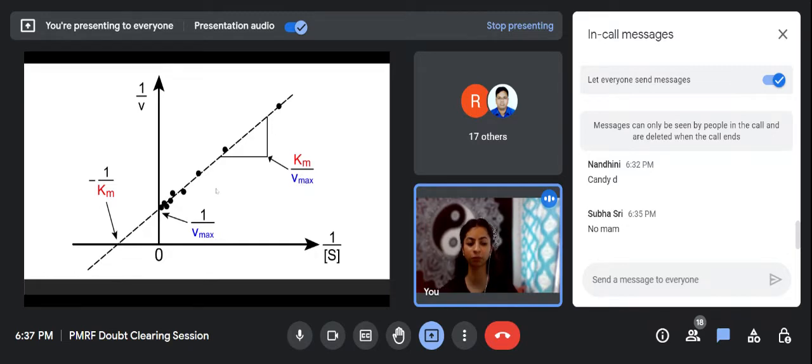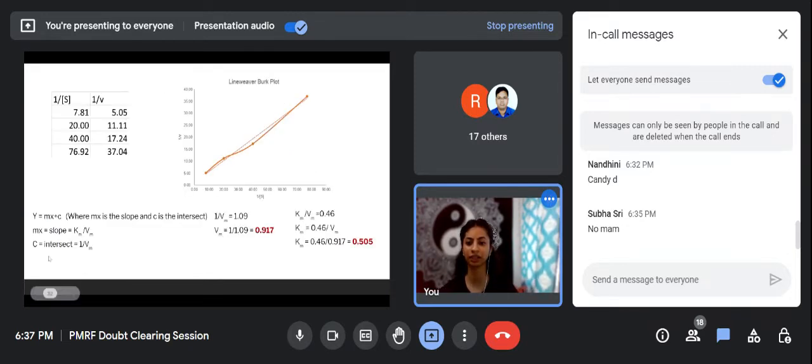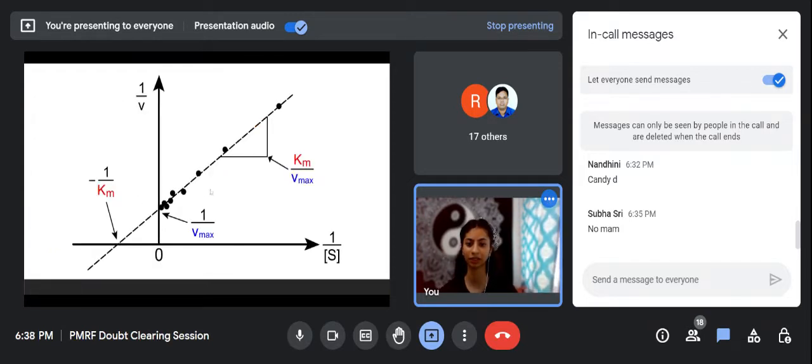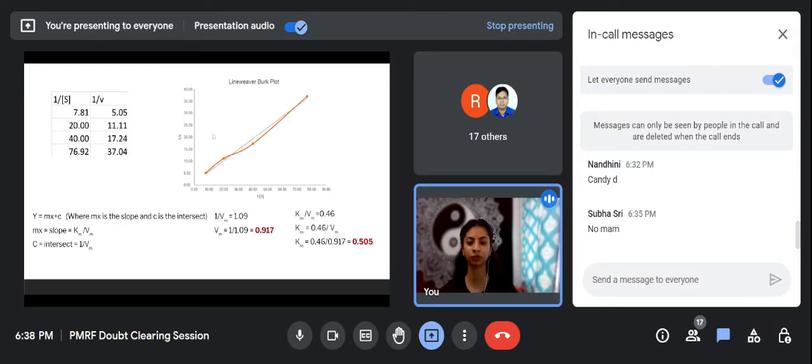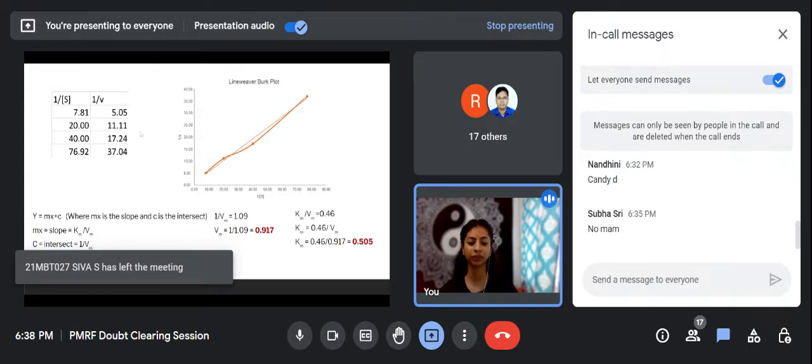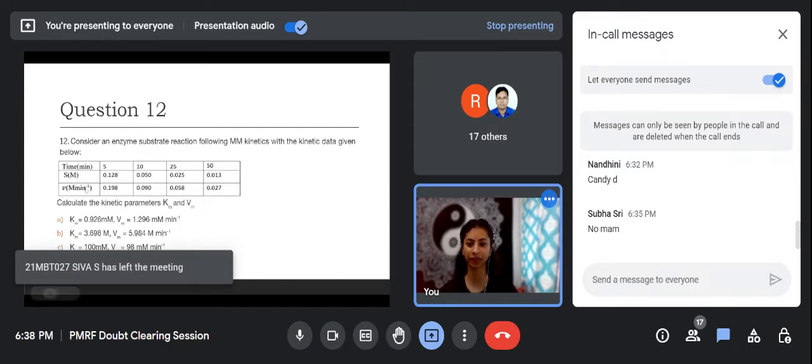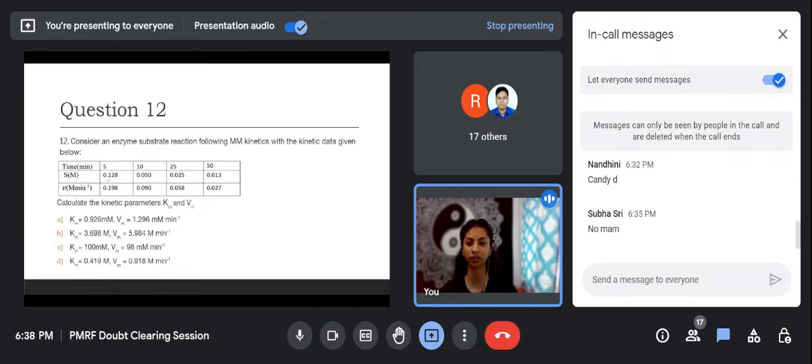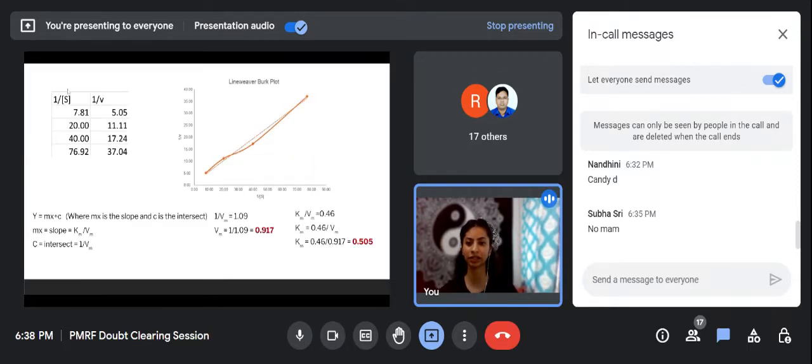Km by Vmax is the slope, and the c component that you get from this formula is the intercept, which is also 1 by Vm. In this case, this is 1 by Vm, right? So the data given to you is in terms of S and V. Once you take 1 divided by these individual data points in both cases, you will get 1 by S and 1 by V.